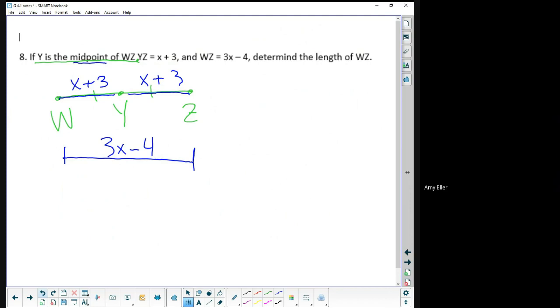Do we know what to do from here? I'm going to write my segment addition postulate with letters first. WY added to segment YZ equals WZ. Go ahead and plug each part in and do the algebra.